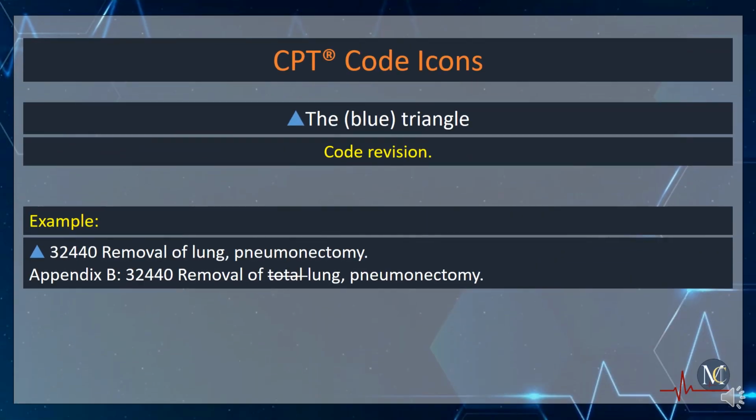Our next icon is the blue triangle. A blue triangle before a code indicates that the code has been revised. A blue triangle is used to identify new or deleted language. For example, in code 32440, the revised description is removal of lung. Before that, the description of the code was removal of total lung.